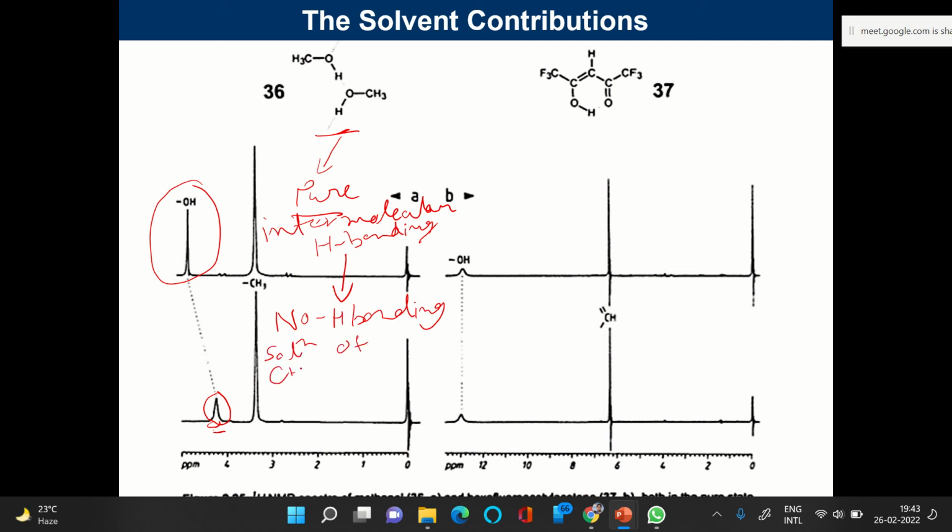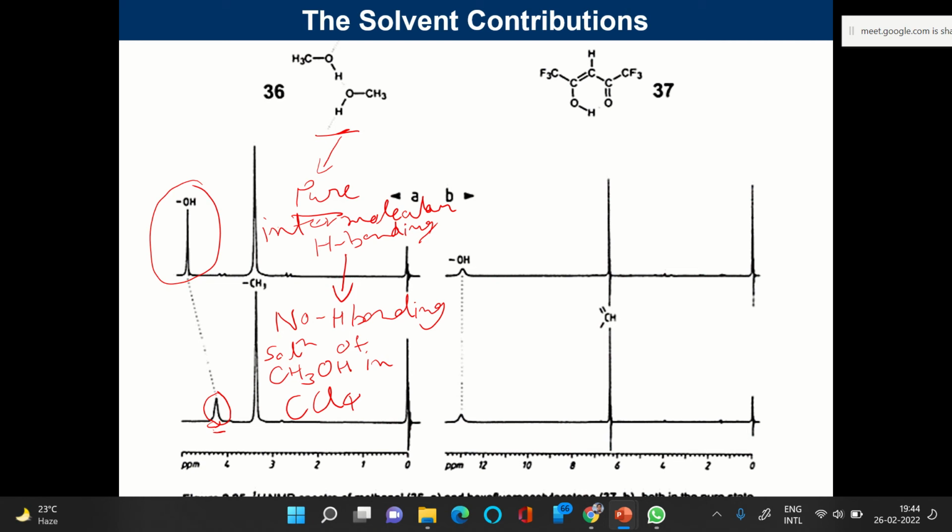when CH3OH is dissolved in CCl4. So this is what we are observing in the second panel, left hand side, lower panel, I mean from top to bottom. If you are viewing in this segment, this is what is happening.